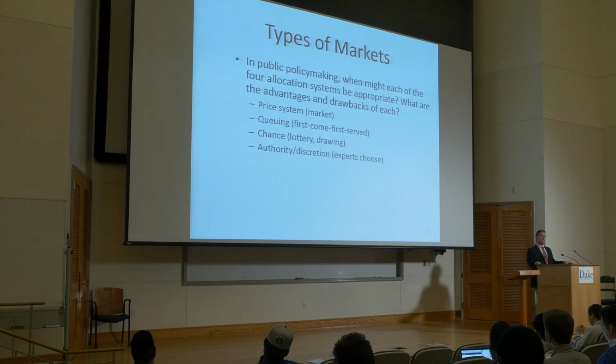Well, what are the alternatives to markets? Markets are a way of allocating scarce goods. What other ways might we do that? We could use a price system. We could use queuing, which is first come, first served. The thing is free, but you have to pay based on how long you stand in line. We could use chance, a lottery, a drawing, or we could use authority or discretion. Experts choose who gets it.